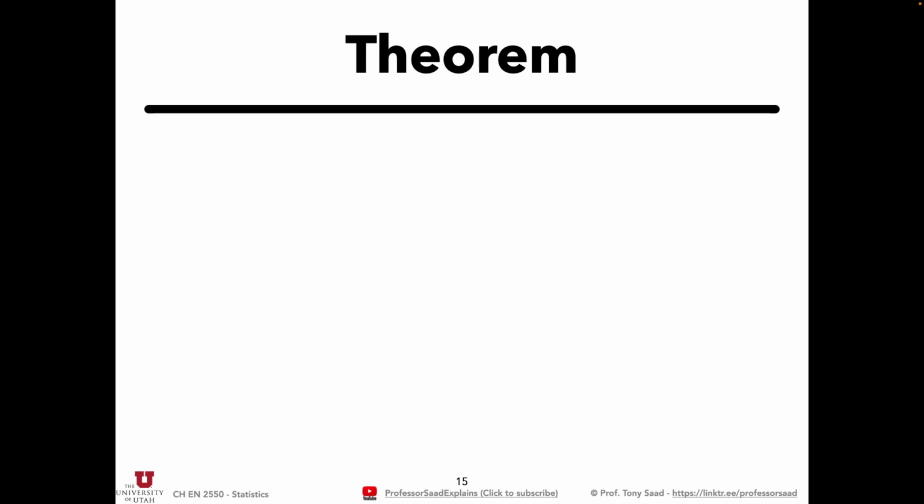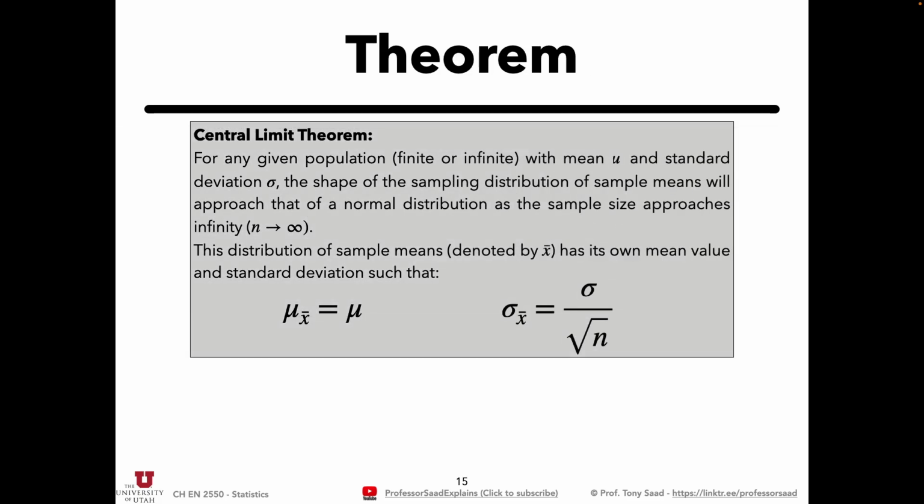And the theorem that we were all looking out for, called the central limit theorem, says that for any given population, whether finite or infinite, with a given mean value mu and a standard deviation sigma, the shape of the sampling distribution of sample means will approach that of a normal distribution. So that's an incredible result, all right? Now you take the means of all samples, like we did last time, and you plot the histogram, okay? What is the mean value of those means? It's going to be equal to the mean of the population. That kind of makes sense, because the mean of the means is going to be the mean.